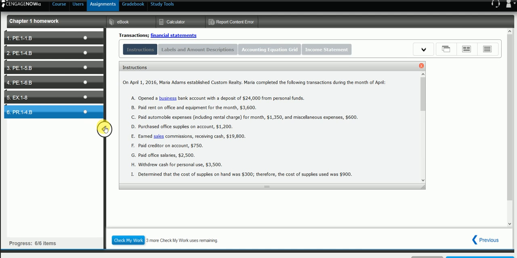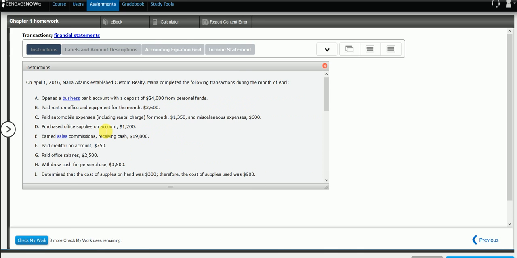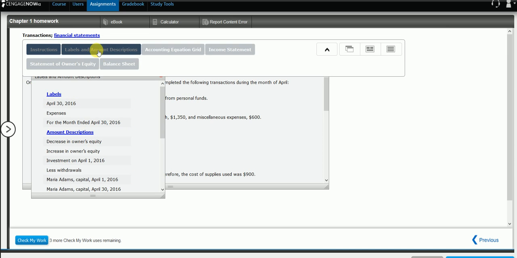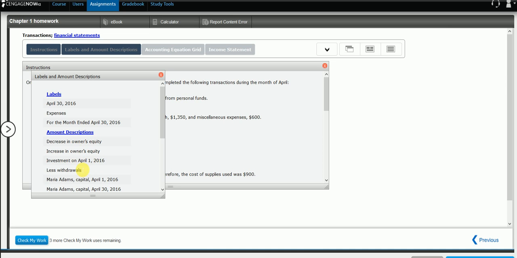Okay, so when you're working these problems online, the first thing you can do to help yourself out is you can minimize the list of problems over here on the left. You can click this little arrow, and that'll give you more screen room to work with. Okay, so all these items up here are your instructions. You can click on this to pop open your labels and amount descriptions. So these are the items you need to type in exactly that the homework is looking for.